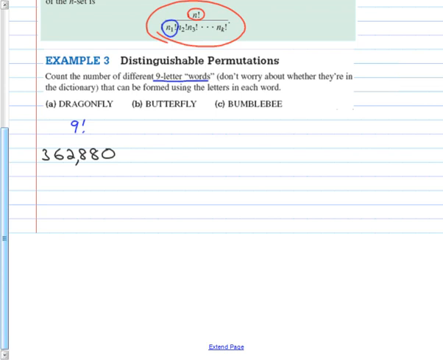Part B, in butterfly, do we have repeating letters? Yes. So I still do my 9 factorial, but now I need to start dividing. What's the first letter that repeats? Well, T. There are 2 T's, right? So I need to take those 2 and divide out the order that I can do those 2. Are there any other letters to repeat? No. Get that answer. 9 factorial divided by 2 factorial. And by the way, 2 factorial is just 2. You could take the previous answer and divide by 2. What do you get?